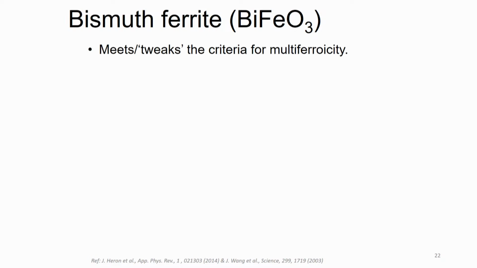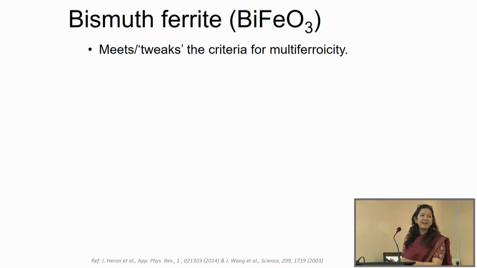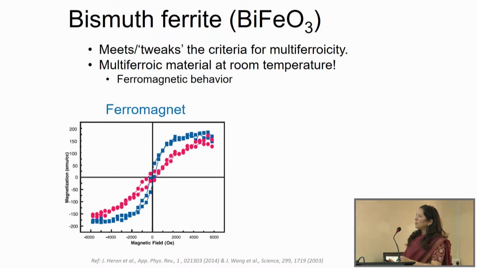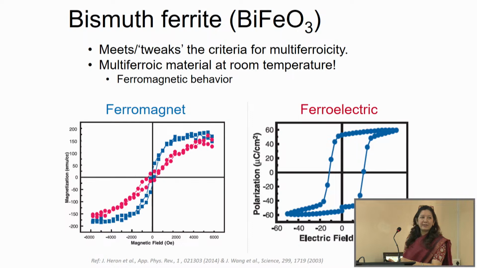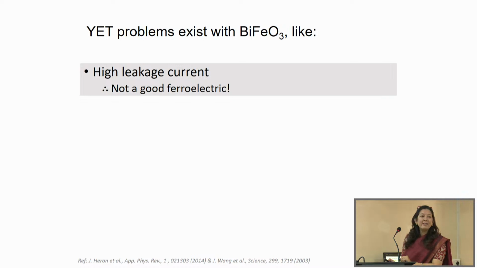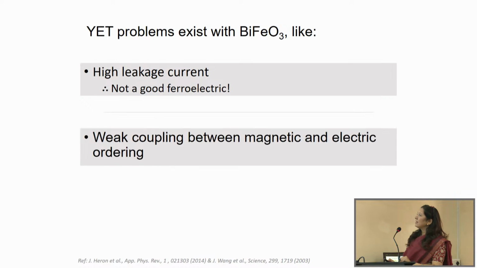Now, bismuth ferrite: good, we have a material, and it meets the criteria for multiferroicity. At room temperature, it is both ferromagnetic and ferroelectric. Then what is the problem? We have a material, but there is a problem. It has high leakage current, so it is not a very good ferroelectric material, right? It has weak coupling between magnetic and electric.